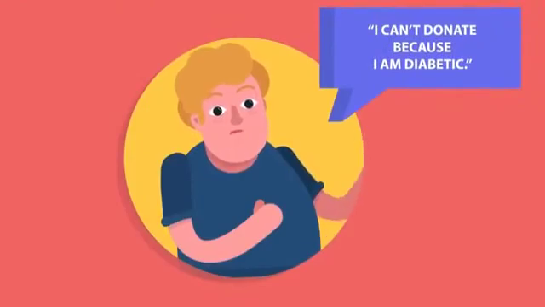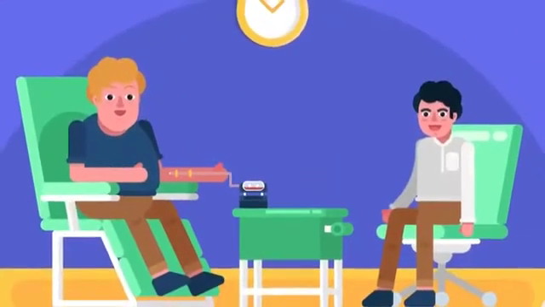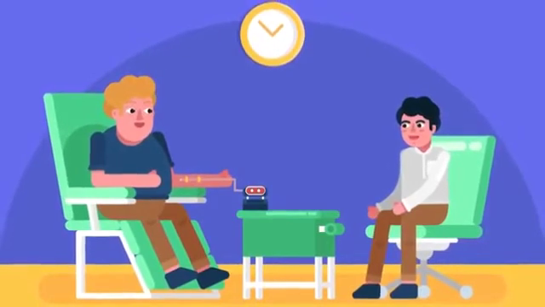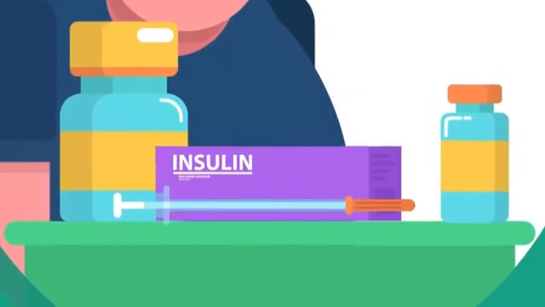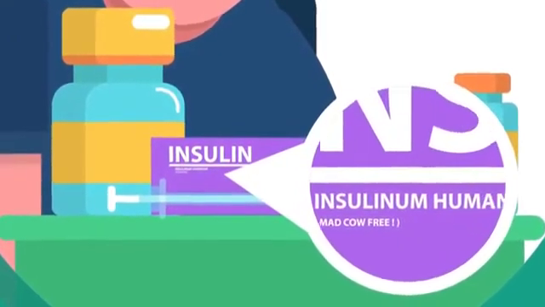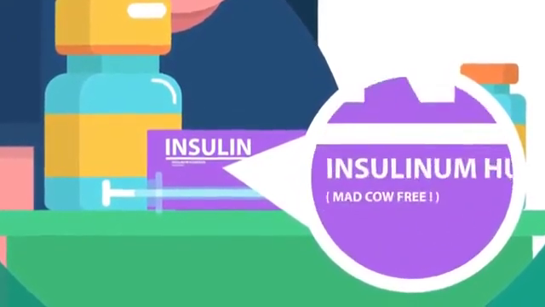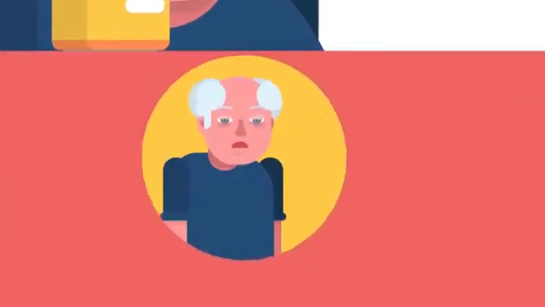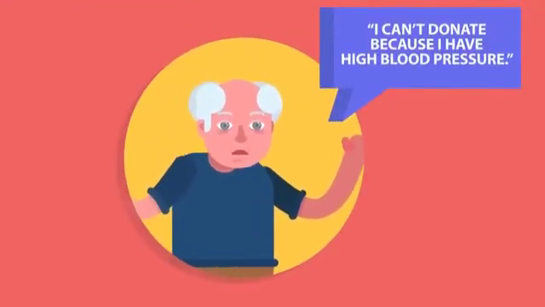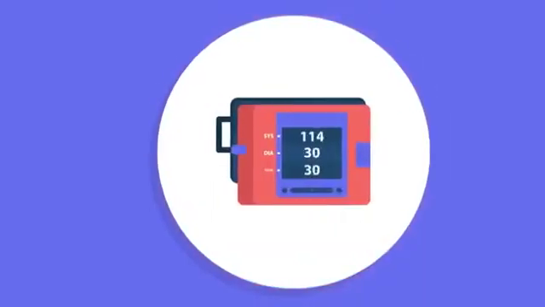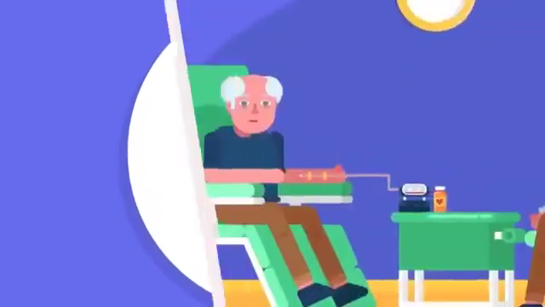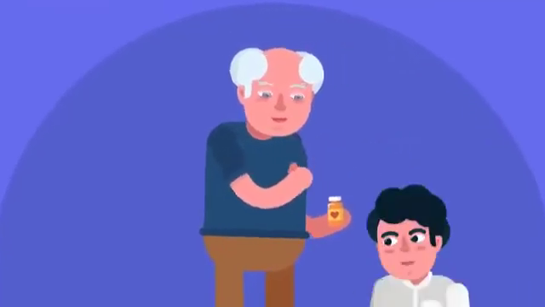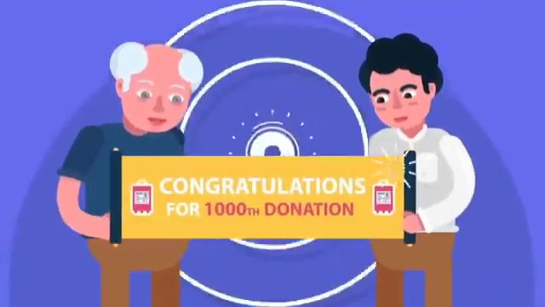I can't donate because I'm diabetic. Diabetics may donate blood, even if they take medication. Oral medication is acceptable. Insulin-dependent diabetics may donate, provided they have not used beef source insulin since the 1st of January 1980. I can't donate because I have high blood pressure. As long as your blood pressure is below 180 systolic and 100 diastolic, you may donate. Medications taken for high blood pressure do not disqualify you from donating.